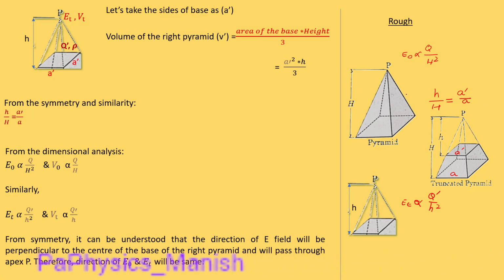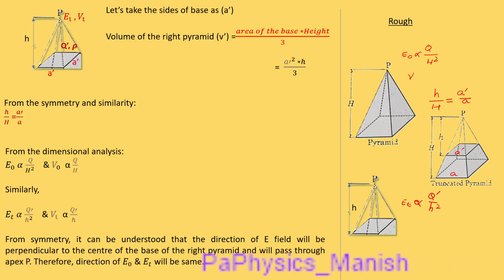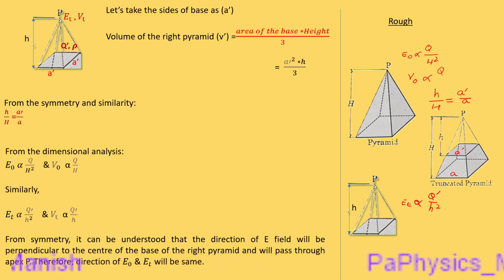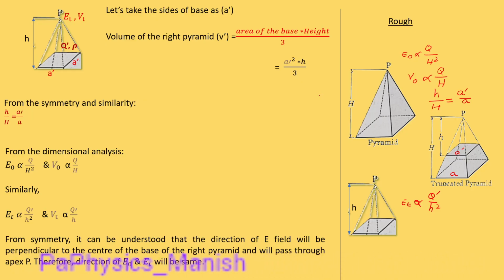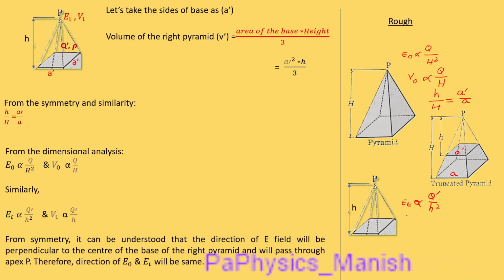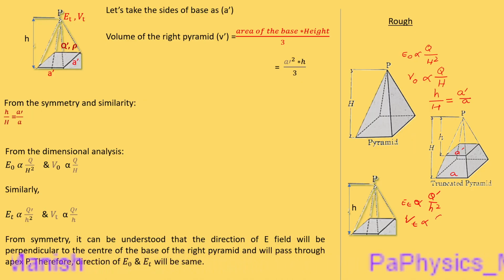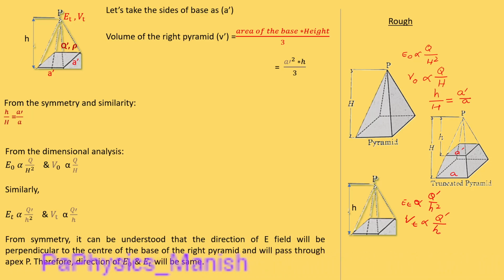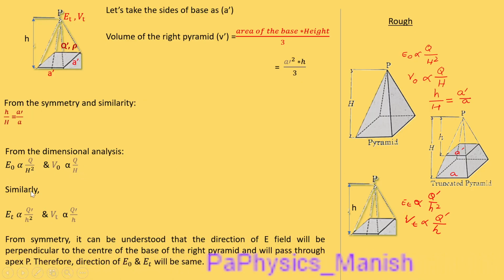Similarly, V naught will be directly proportional to Q and inversely proportional to capital H. And V t will be directly proportional to Q prime and inversely proportional to small h. So this has been written over here.